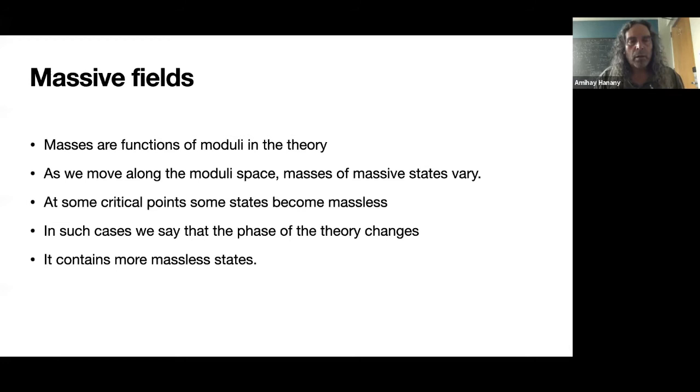So those things I said before, but let's just emphasize the third point. So as I move along the moduli space, masses change. And at some critical points, some states become massless. Then what we would say is that the previous set of massless states now is accompanied by a few more. So the set is bigger and the phase is different. So the phase now contains more massless states. In the Hasse diagram, I will have now two points, two symplectic leaves, and there is a relation between them. I need to tune some moduli in order to move from one phase to another. Okay, any questions about this point?